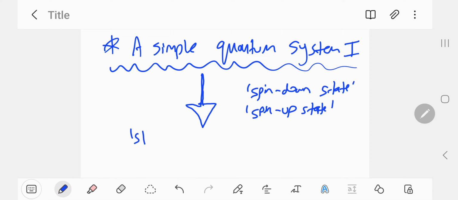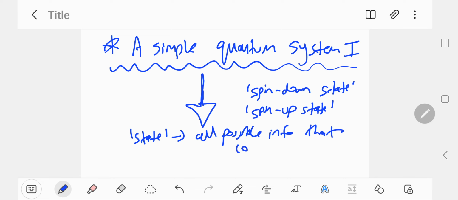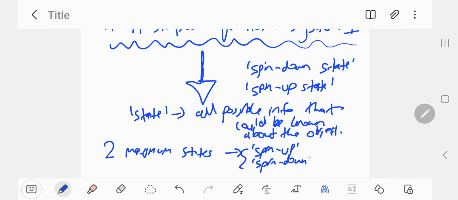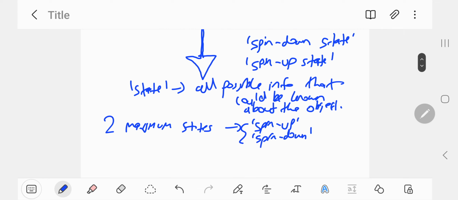Now, in this case, state just means all the possible information that could be known about the object. Okay, the spinning top in this case. So we can therefore conclude that there are two maximum states the spinning top could be in. It could be in a state called spin up, or a state called spin down. These are just names, and nothing in between, right?